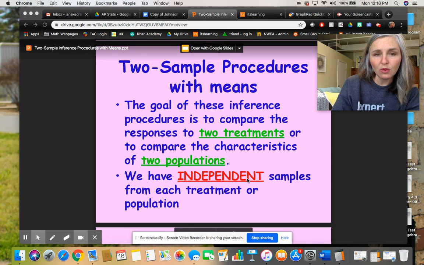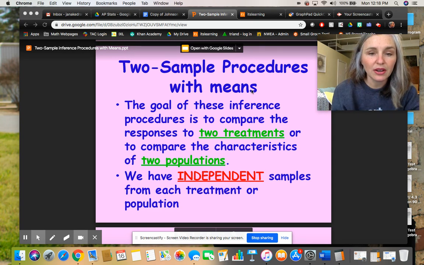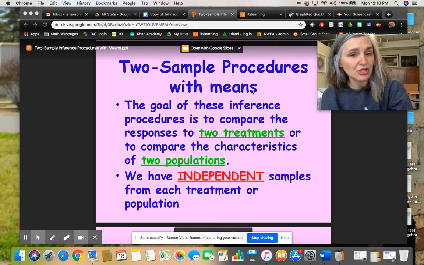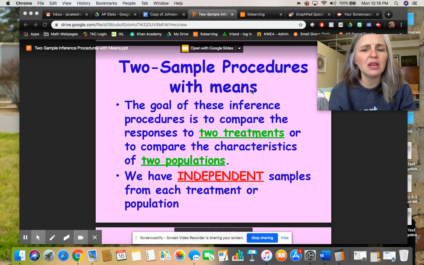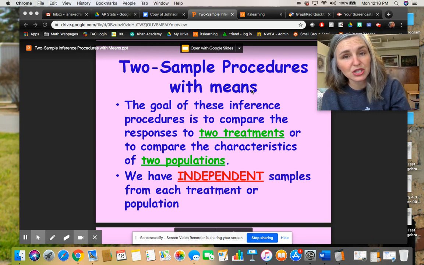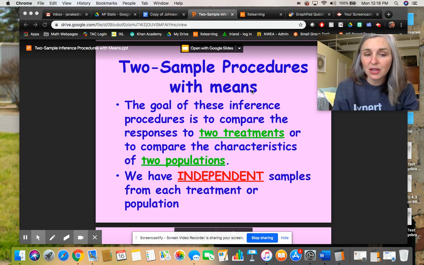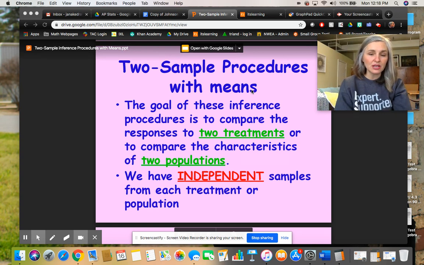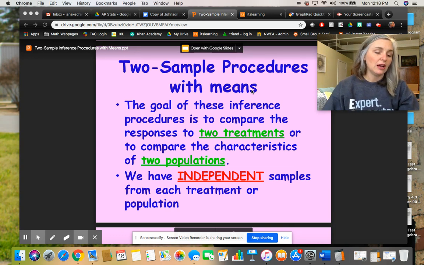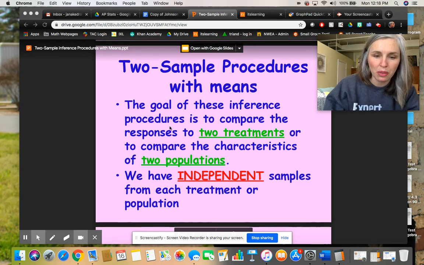When we look at a two-sample procedure with means, the goal is to do the inference procedures, but this time to be able to either compare the responses to two different treatments or compare the characteristics of two populations. So we can think about two-sample either way. We just want to make sure that we have independent samples from each treatment or from each population, so we don't want there to be any dependence between the two groups, okay?